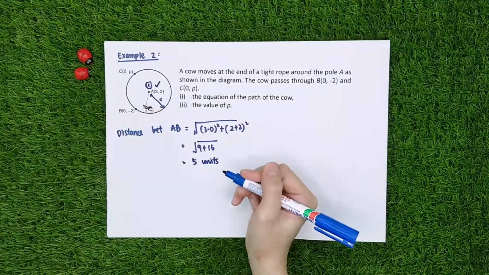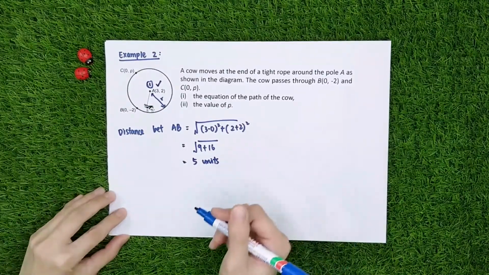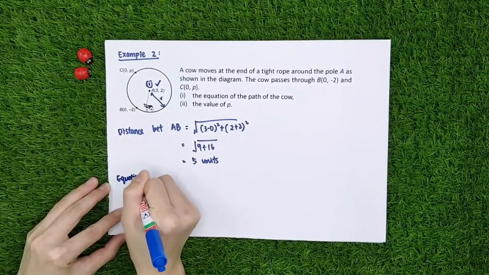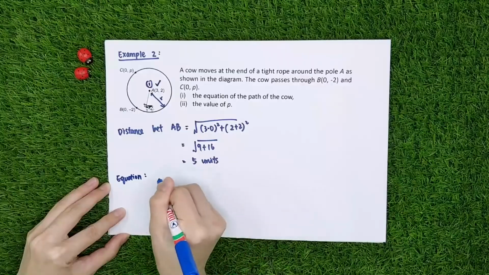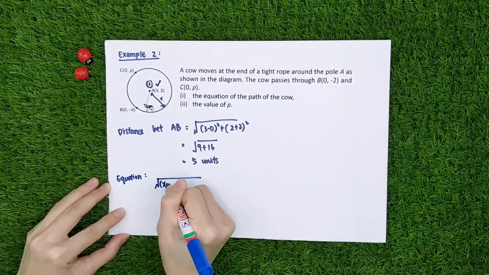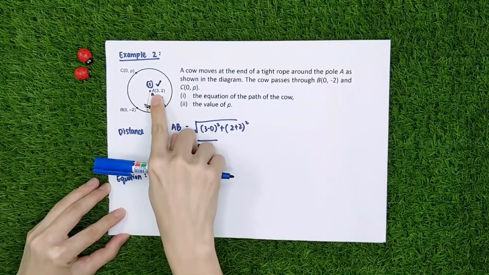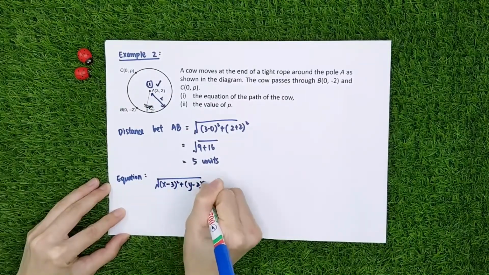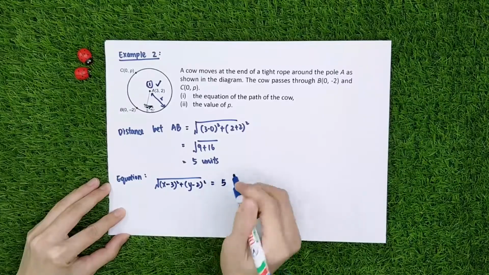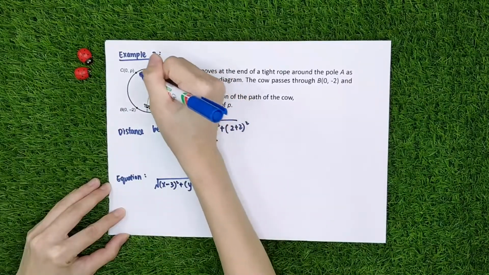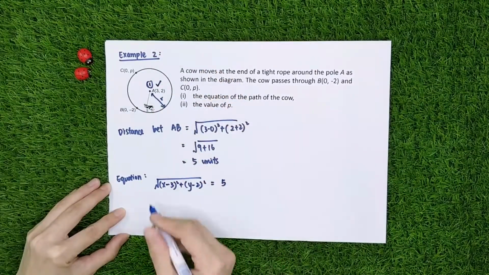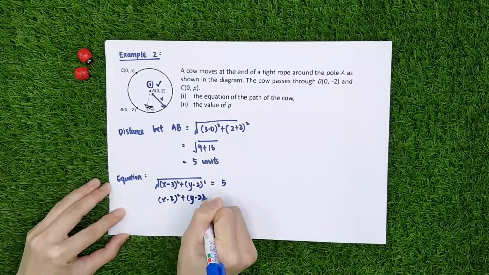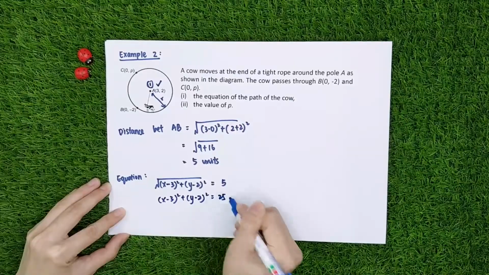Now we can find the equation of the path of the cow. Okay, so the equation will be (x minus the center of the circle, which is 3) squared plus (y minus 2) squared is equal to 5 squared, because no matter how you move, your radius is 5. Okay, so (x minus 3) squared plus (y minus 2) squared is equal to 25.